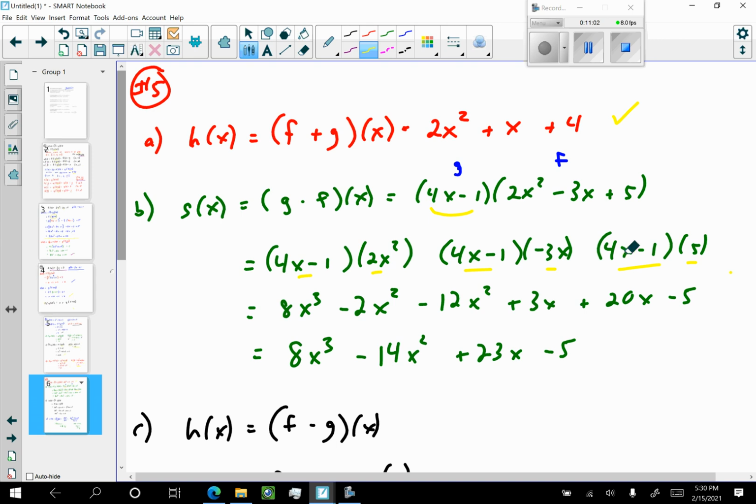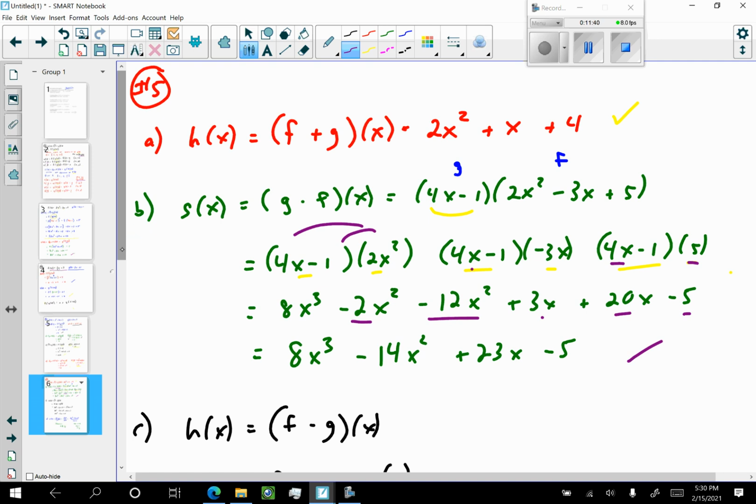Using the distributive property again, I get 8x cubed, going this way, minus 2x squared. I have negative 3x times 4x is negative 12x squared. Negative 3 times negative 1 is positive 3x. Do distributive property one more time. 5 times 4x is 20x. 5 times negative 1 is negative 5. Simplify the like terms. Looks like I get 8x cubed minus 14x squared plus 23x minus 5.